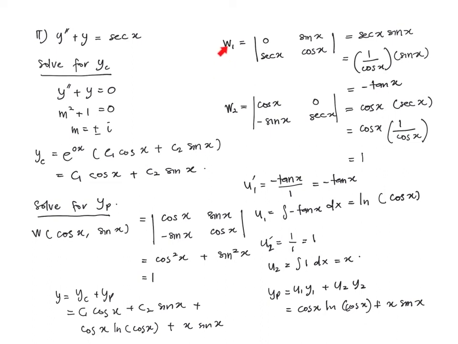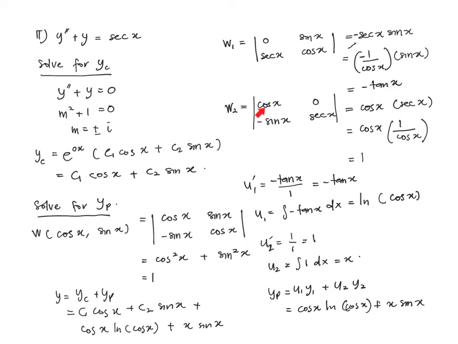Next, we find W1. Okay, the formula for W1: 0, f(x), and then y2, y2 prime. Okay, differentiate sin x, we get cos x. So, the answer is AD minus BC. Okay, so we get negative secant x sin x. Okay, so we simplify, we get negative tangent x.